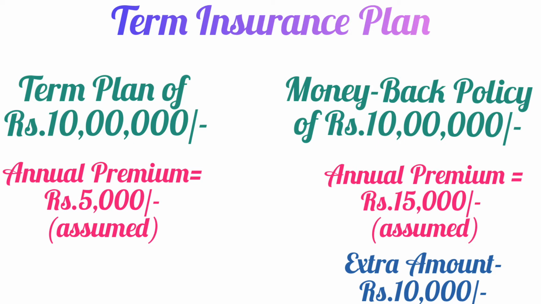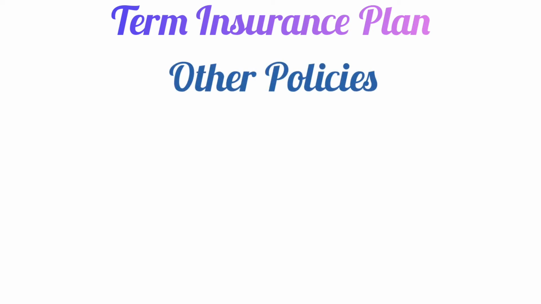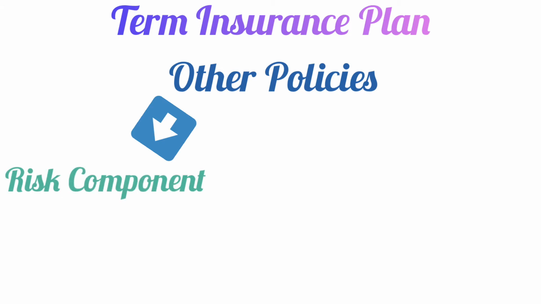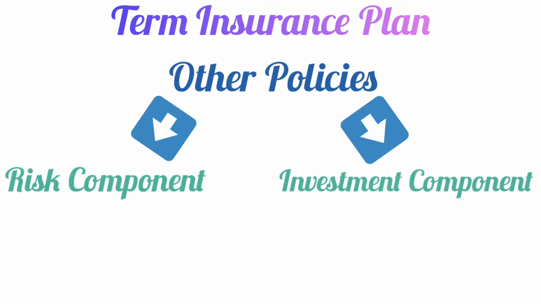What insurance company will do is they will invest this extra premium that they collect from you so that they can give you some extra benefit. Like in money back policy, you get a certain percentage of policy amount back at a regular interval. So bottom line is, no matter which life insurance policy you are buying, there is a term plan built into it. So other life insurance policies like endowment plan or money back plan have two components. One is the risk component and second is the investment component.